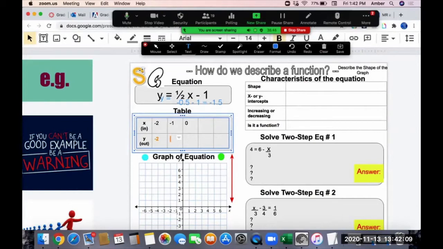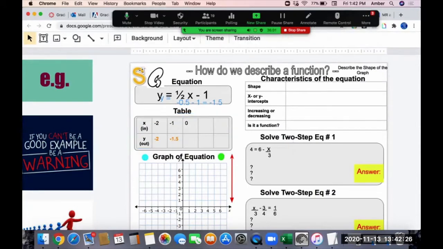-1.5 is our answer here. We get a decimal, but as long as we are doing the math correctly, don't be afraid of the decimal. Okay, 0 is super easy. That's why you love 0. What's the answer?